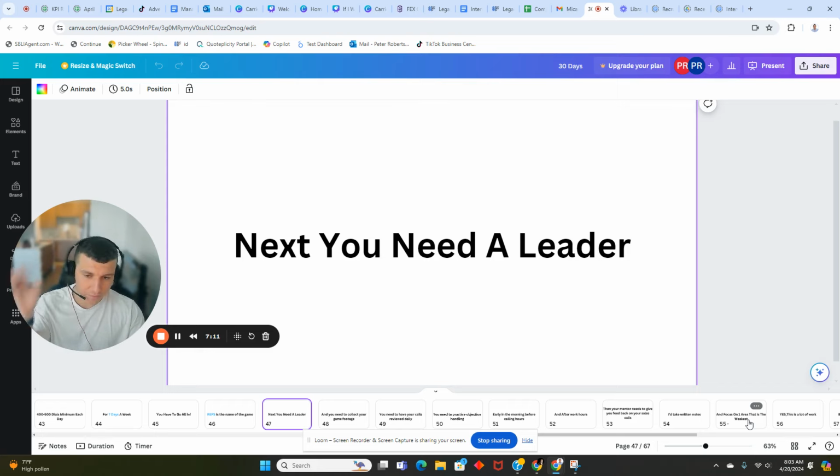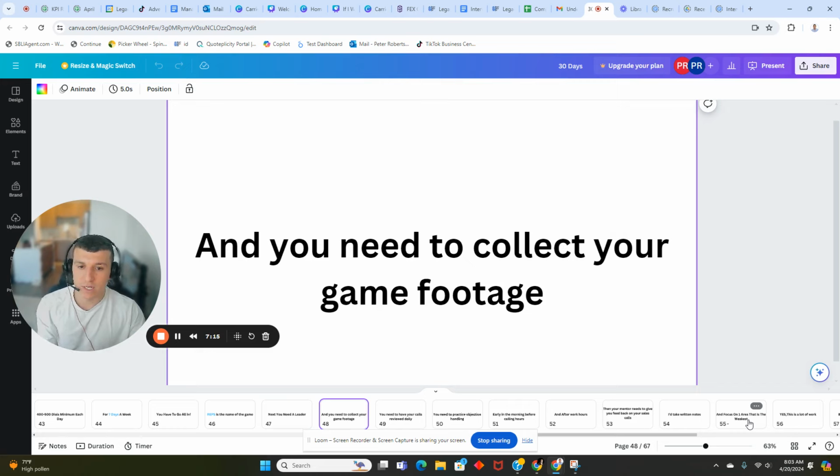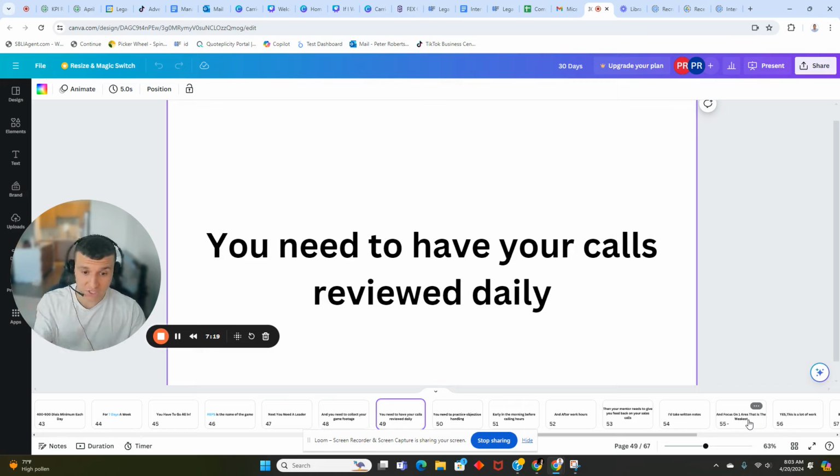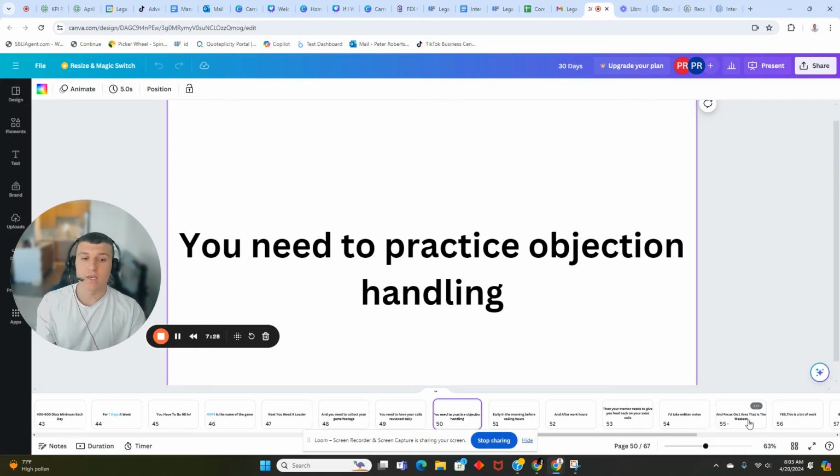Next thing is, once you've got the script and once you've got the reps in, you need to find a leader. You need a real leader, and you need to collect your game plan footage. You need a leader who is actually good at what they do, and you need someone who's going to review your calls daily. So now that you're getting some calls in and getting some feedback, make sure you have some recordings going. You need to practice objection handling. So let's go back to that.